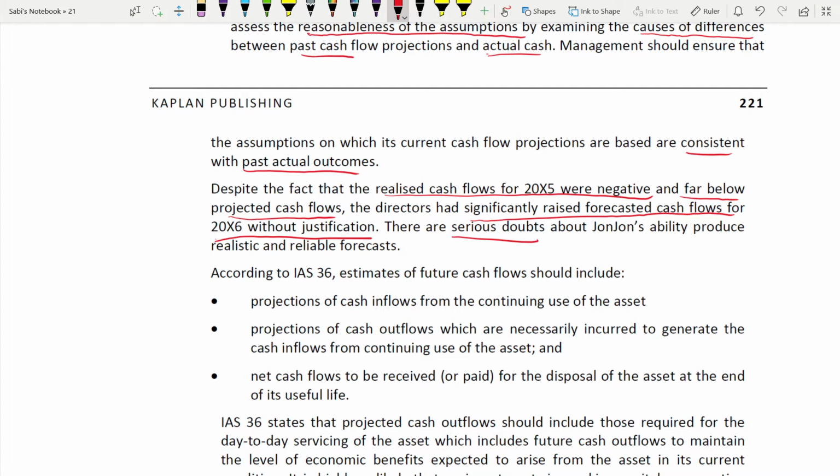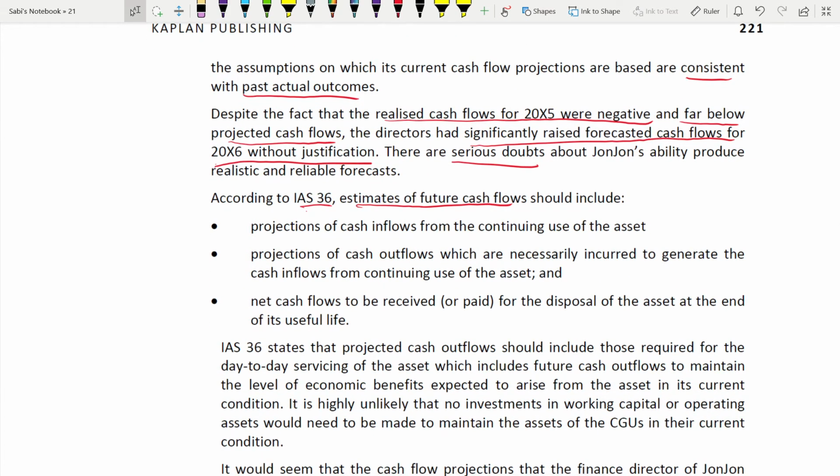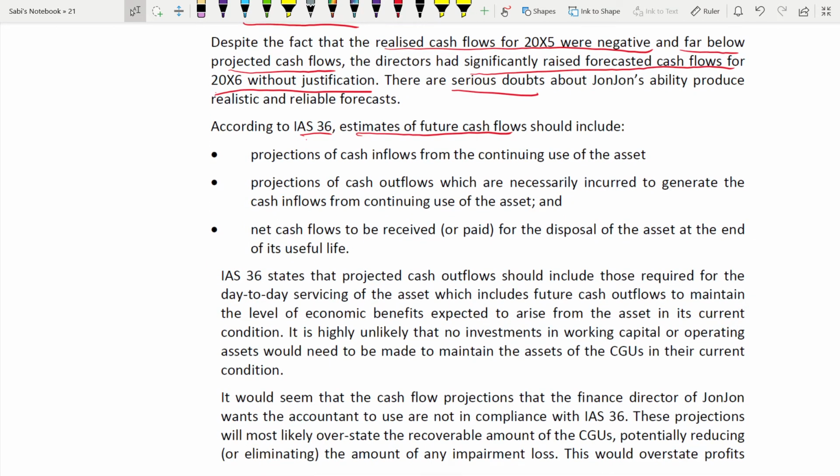So according to IAS 36, estimates of future cash flow should include, you have to talk about this. According to IAS 36, what should it include? This is the main thing. Once anyone identifies that we are talking about these things, then it's very easy to write the answers. Trust me. Most of the students struggle because they learned all the rules of IAS 36. They know, okay, impairment is like this, but they only know that part.